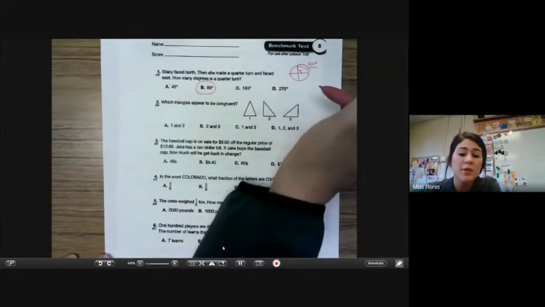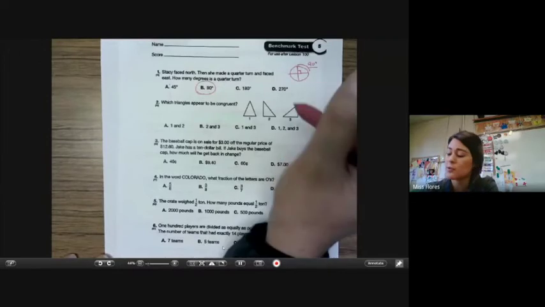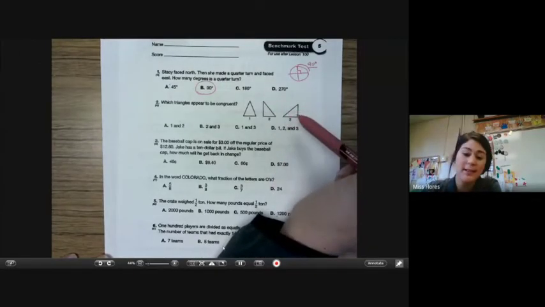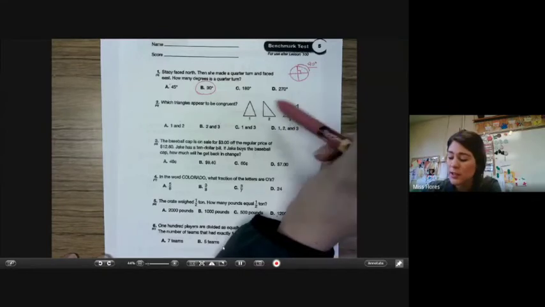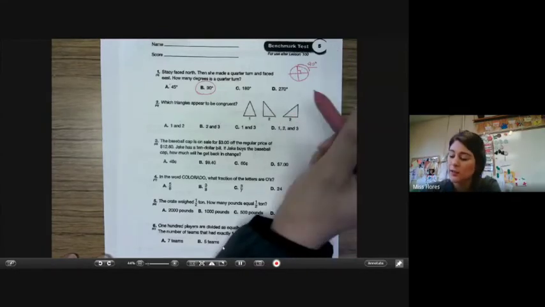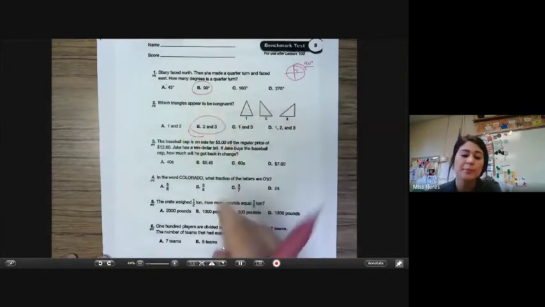B, which triangles appear to be congruent? Again, the congruency means that they have the same exact triangle. So it looks like 2 and 3 because both of them have a right angle. And that looks like it's also B.